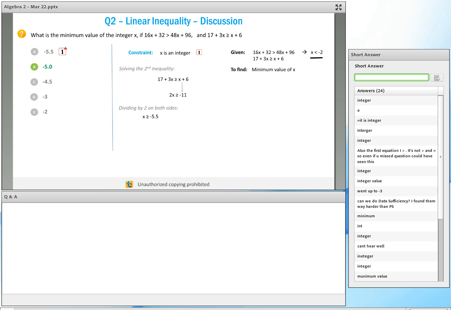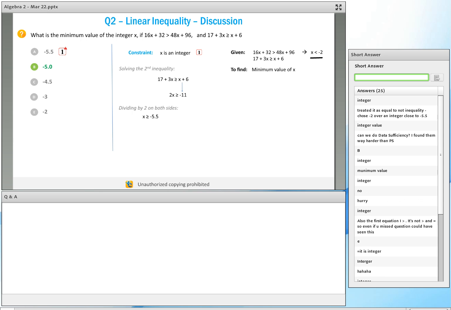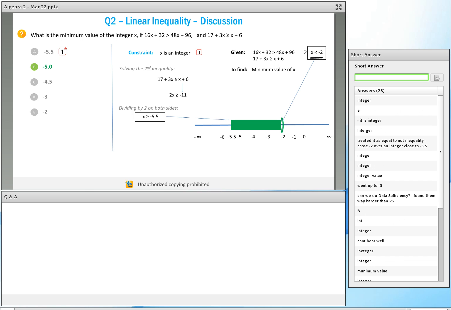So on one hand, one constraint that you have is x is less than -2, which means you're looking at the left side of -2. On the other hand, you have x is greater than or equal to -5.5, which means you're looking at the right hand side of -5.5.